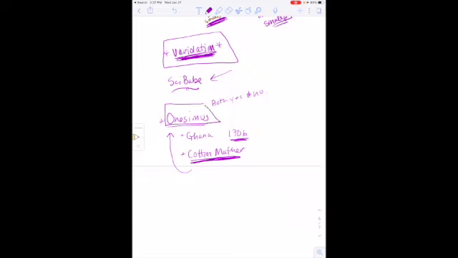And Cotton Mather, desperate not to get smallpox and not have anyone that he knew get smallpox, decided to start promoting this idea that Onesimus had told him about, this process of variolation.